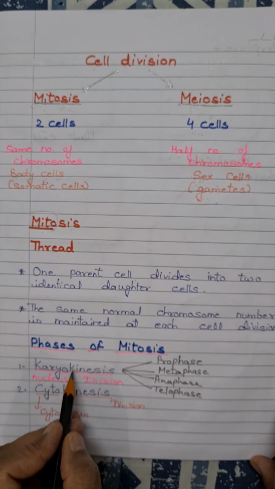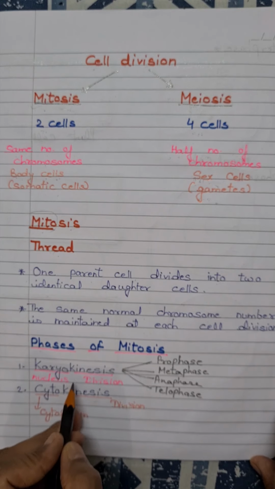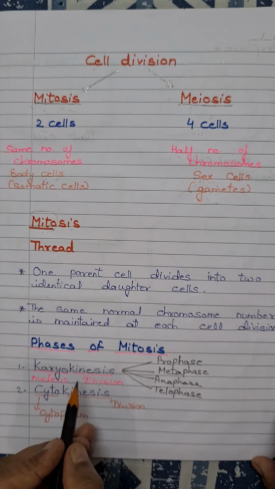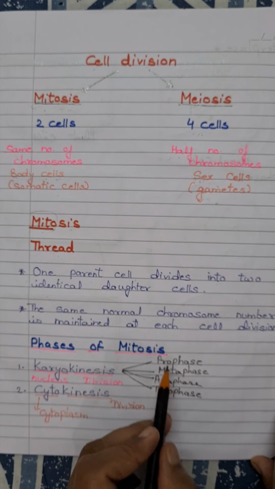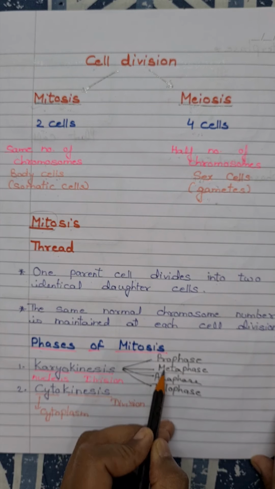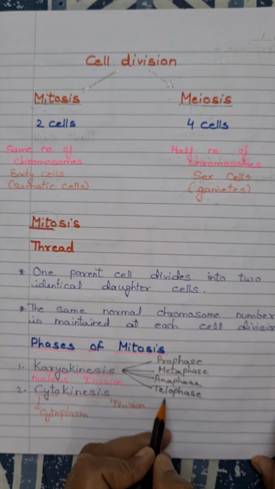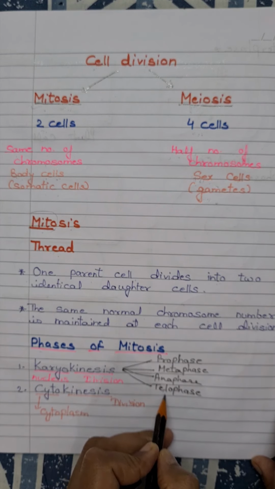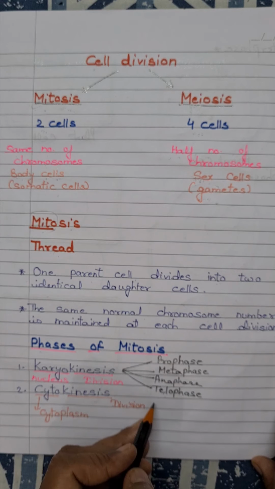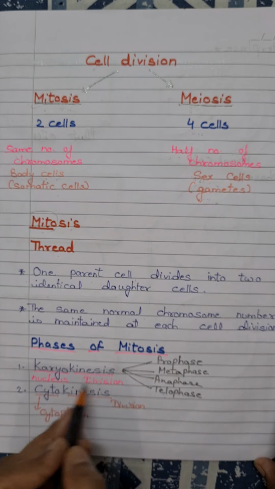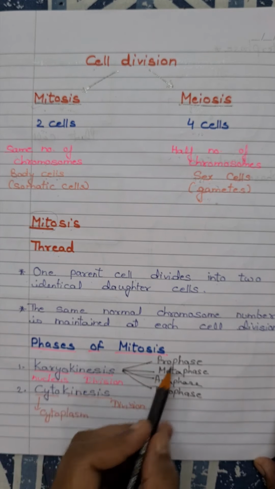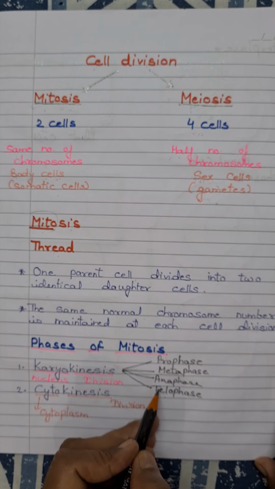Karyo means nucleus and kinesis means division. So karyokinesis is a process in which division of the nucleus takes place. Further, it is divided into four continuous phases: prophase, metaphase, anaphase and telophase. All these four phases occur in such a way that each phase merges into the next, making it a continuous process, which we are going to study in detail.